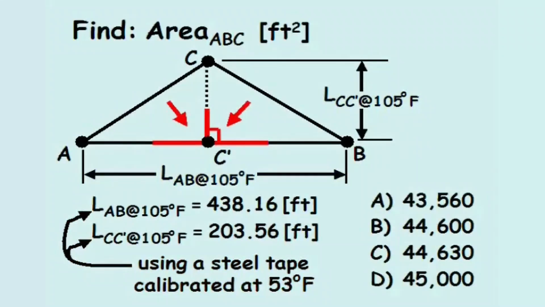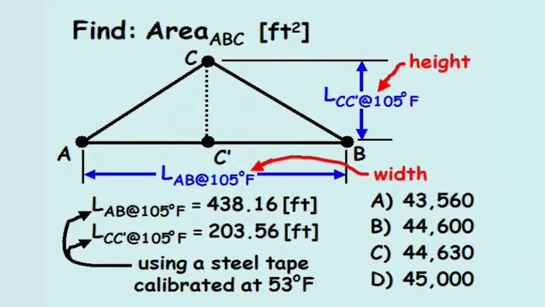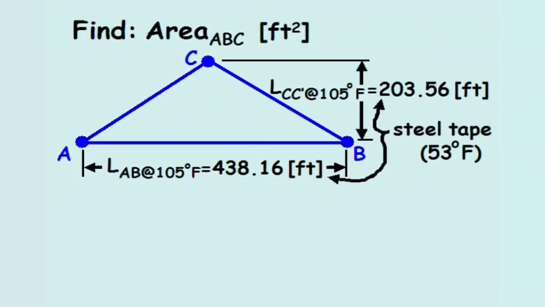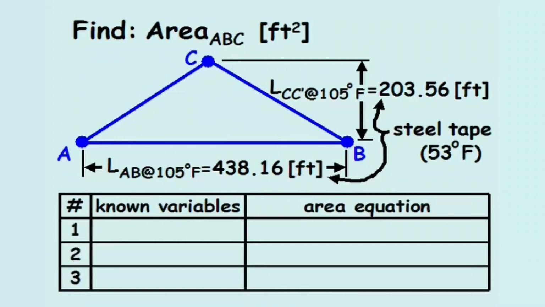Also note that angles C, C'A and C, C'B measure to be 90 degrees. Therefore, we've effectively been given the dimensions for the width and height of the triangle. To find the area of an oblique triangle, ABC, we need to determine the appropriate area equation to use.